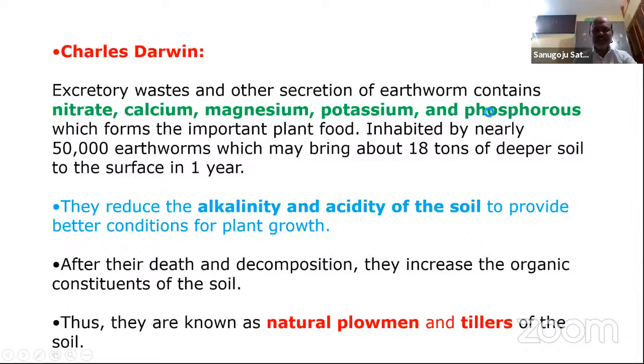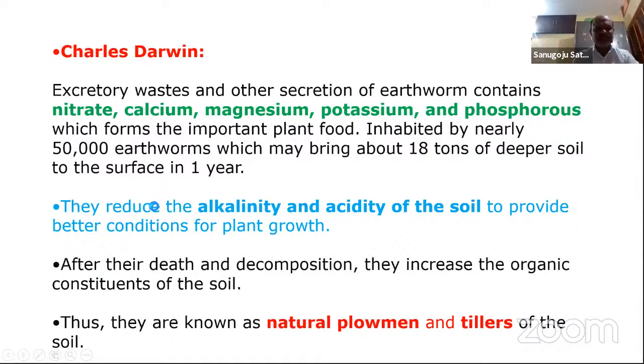NPK, the nitrogen, phosphorus, and potassium, are there now. These are very much important for plant growth. Nitrates, calcium, magnesium, potassium, and phosphorus are all there in the excretory waste of the earthworm. That's why it is very much important.